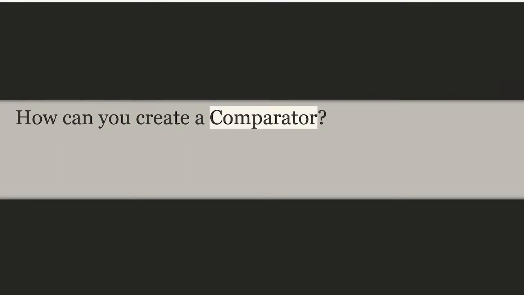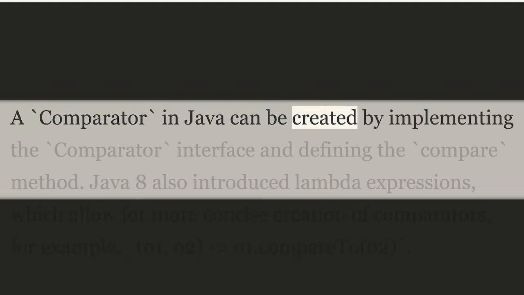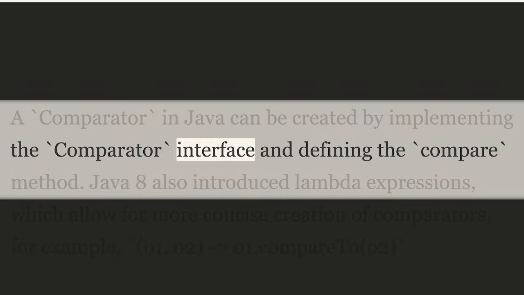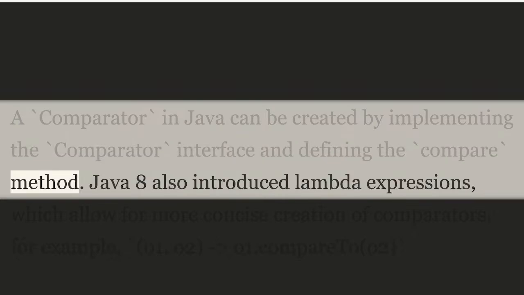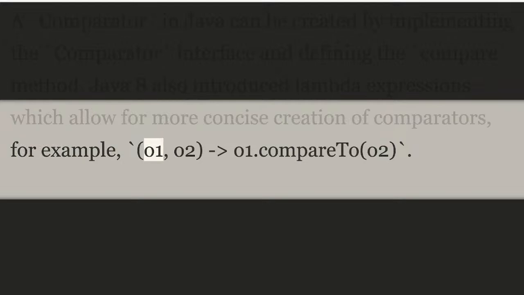How can you create a comparator? A comparator in Java can be created by implementing the Comparator interface and defining the compare method. Java 8 also introduced lambda expressions, which allow for more concise creation of comparators, for example, (o1, o2) -> o1.compareTo(o2).